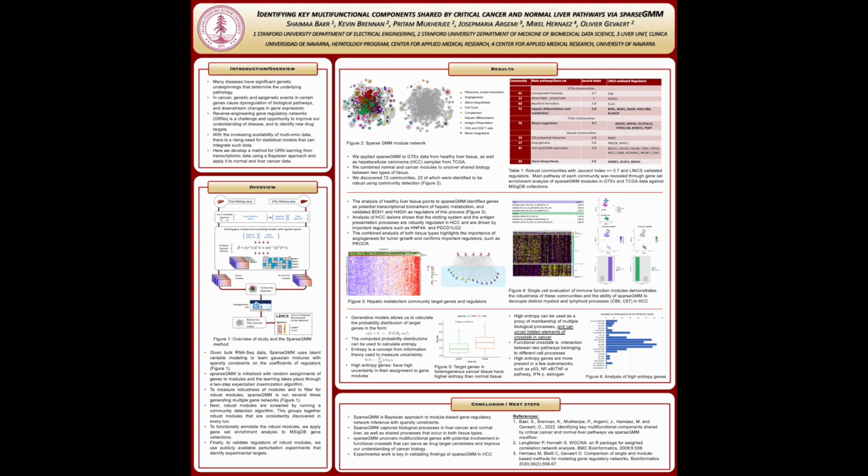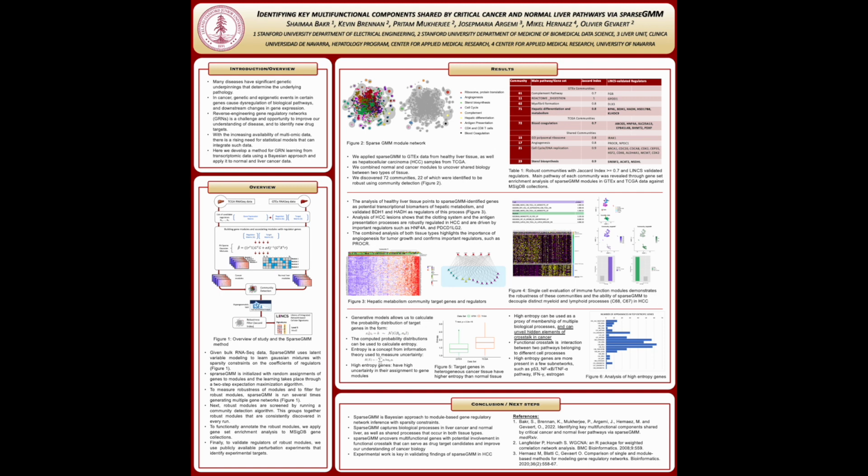gene networks. Next, robust modules are screened by running a community detection algorithm. This groups together robust modules that are consistently discovered in every run. To functionally annotate the robust modules, we apply gene set enrichment analysis to MSigDB gene collections. Finally, to validate regulators of robust modules, we use publicly available perturbation experiments that identify experimental targets.